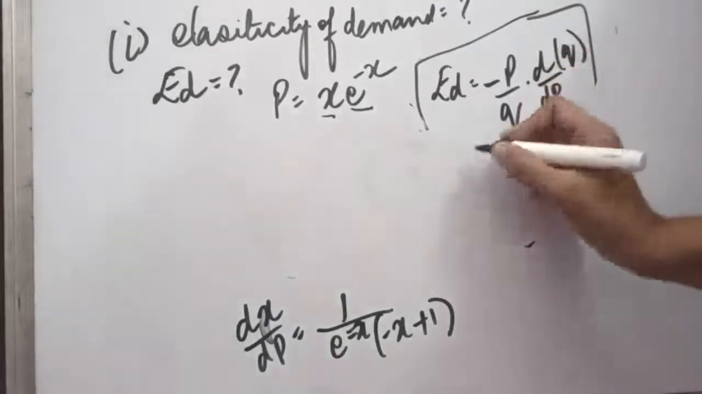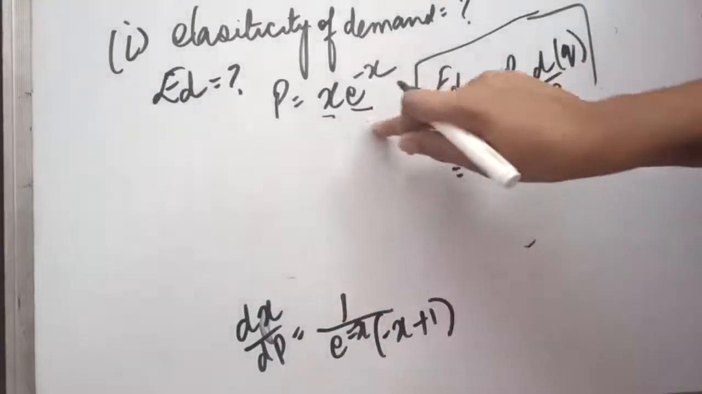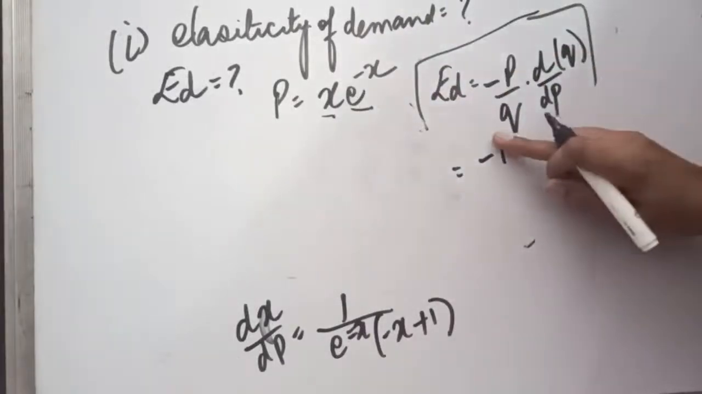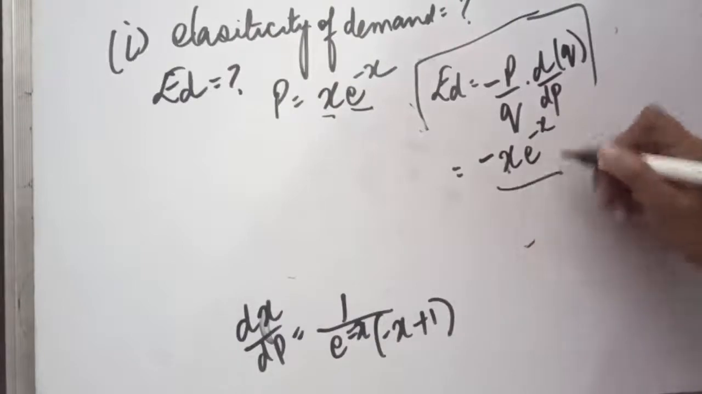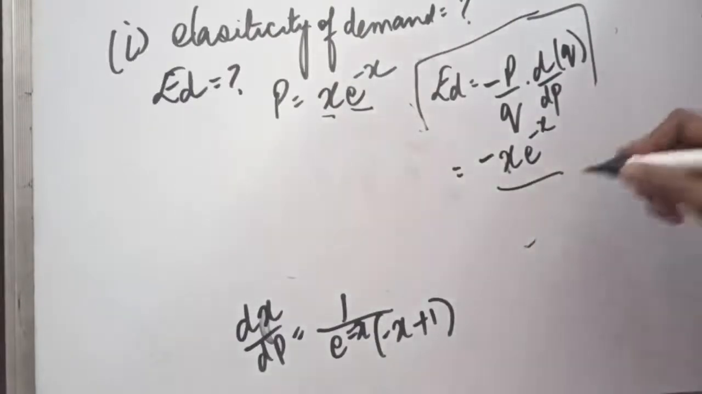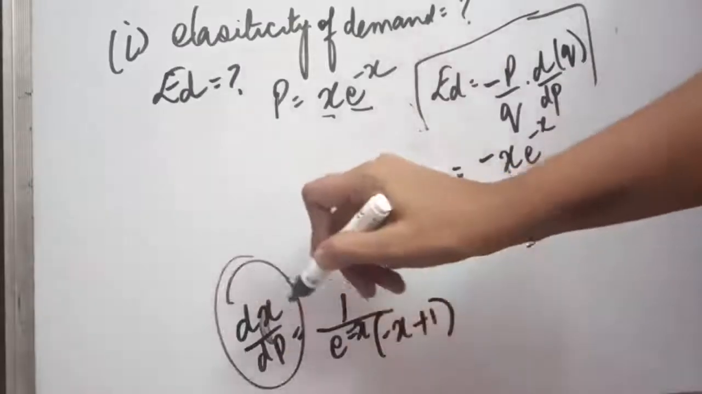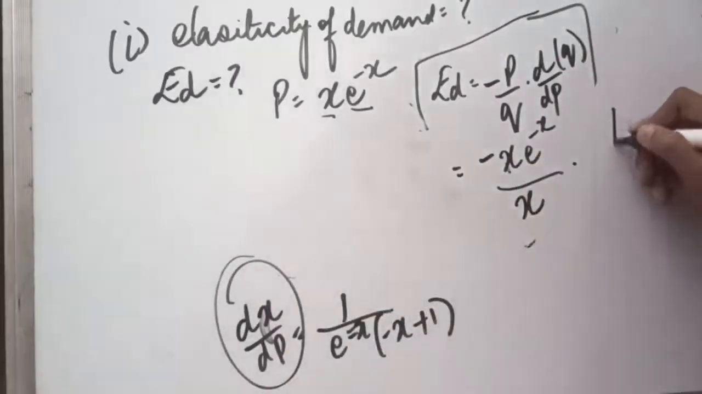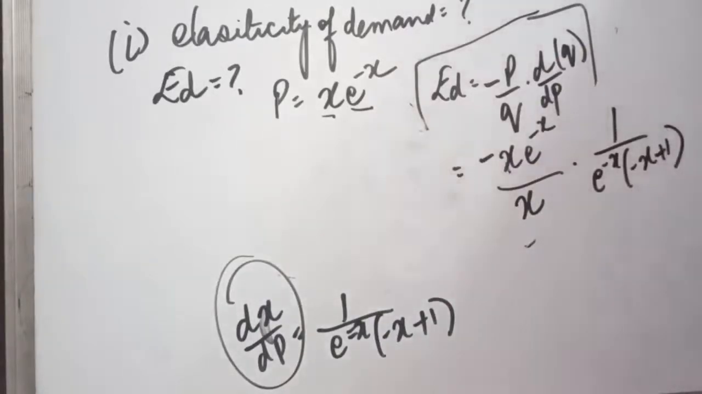So according to the formula of elasticity of demand, minus p means p is this entire. So let us fill this value directly, minus x into e raised to power minus x. Quantity in this question has been denoted with x. Derivative of q with respect to p, this we have calculated from here. So 1 divided by e raised to power minus x plus 1.